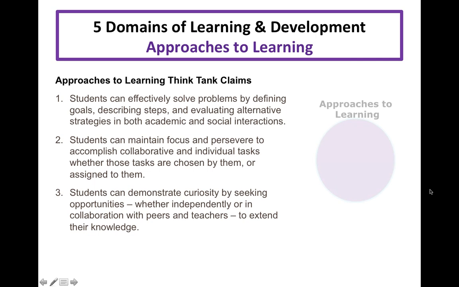So in looking at these claims, we're going to talk about an example that goes with each of them. For number one, students can effectively solve problems by defining goals, describing steps, and evaluating alternative strategies in both academic and social interactions. So an example of evidence in favor of this claim might be revealed in a student's approach to building a self-supporting structure from blocks.